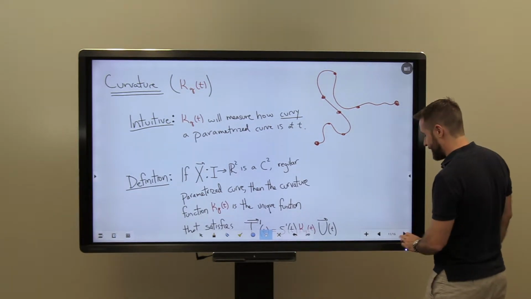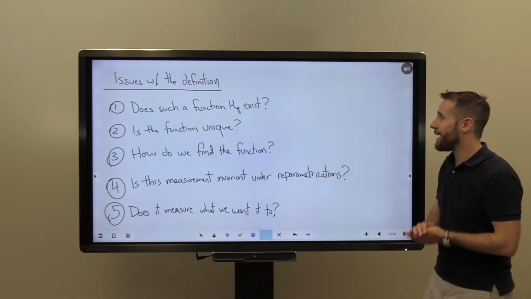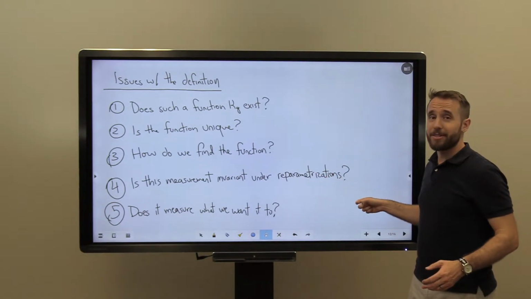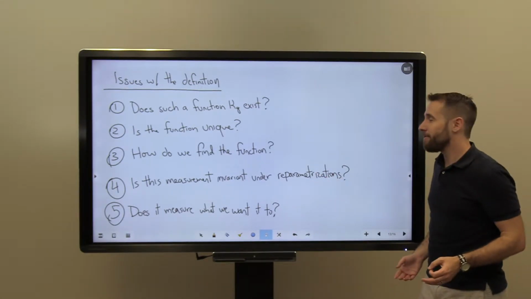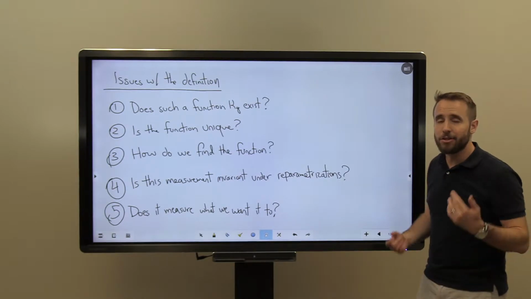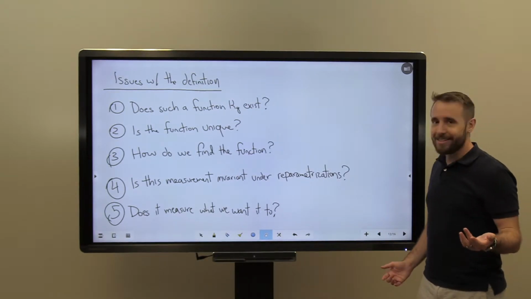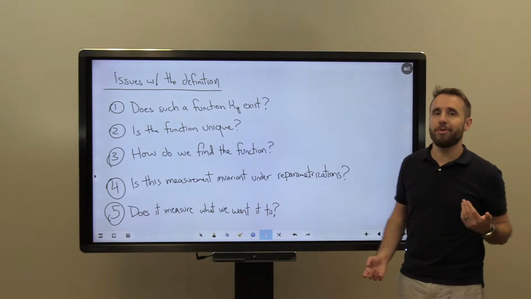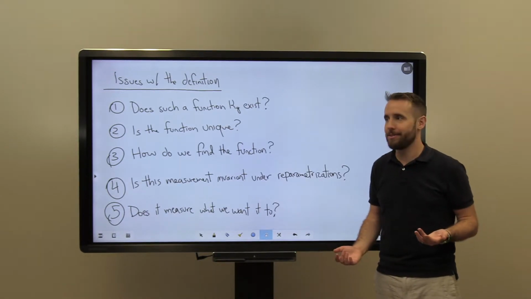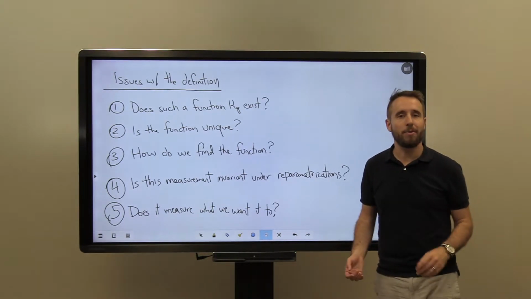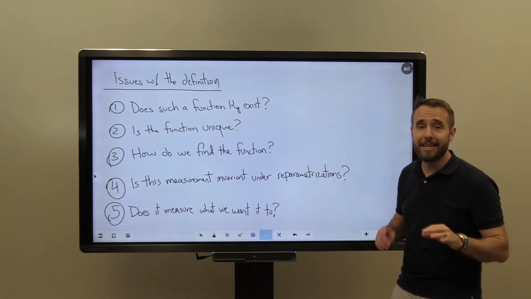Not sure at this moment in time. So yeah, is this invariant under reparameterizations? We hope so, but we should confirm. And finally, so important, does this weird definition actually measure how curvy the curve is? Totally unclear at this moment in time. So let's get into this.